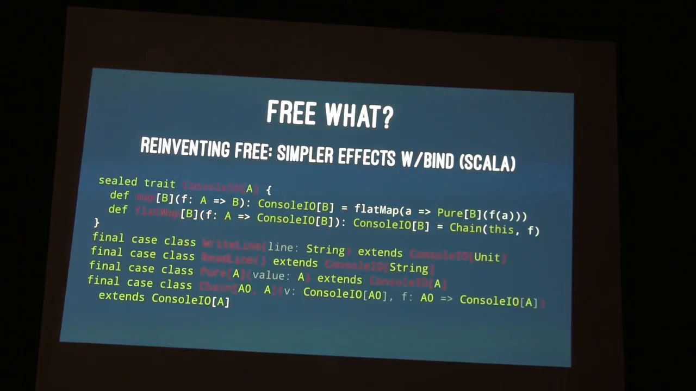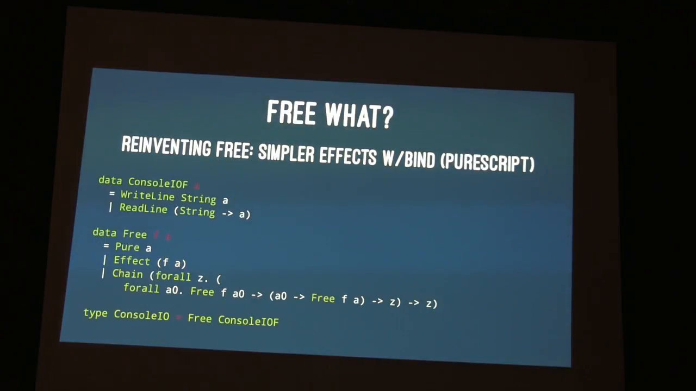Same thing. We have the chain data constructor and the pure data constructor. And now, notice something about this. Write line and read line don't have any of that continuation stuff, or at least it's been simplified. And then sort of our boilerplate has been encapsulated into these pure and chain data constructors. And that's key to doing the next step.